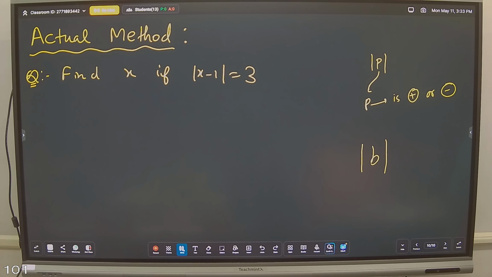Are you getting? They say, okay, B is negative. Then you can tell the value. Yes or no? You will say minus B it will become. Okay, B is positive. Then you will tell the value, it's B. Means this mod says you can remove me only when you know P is positive or negative. Otherwise you cannot remove me.